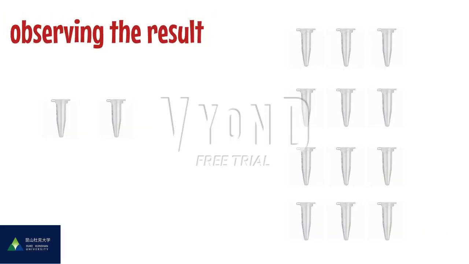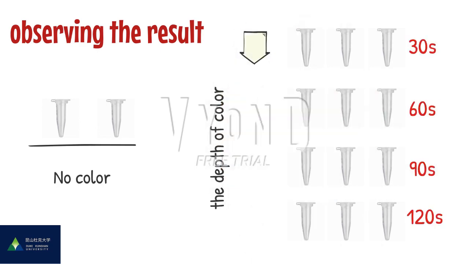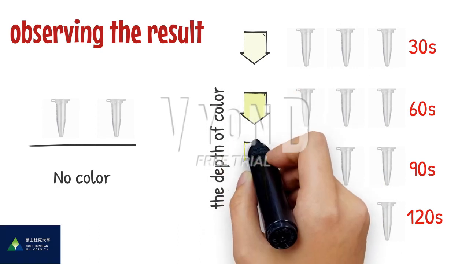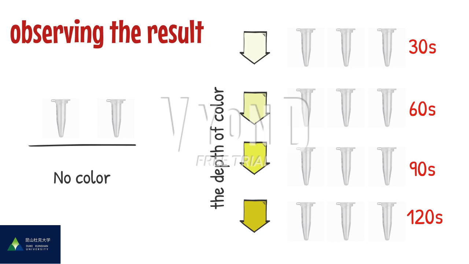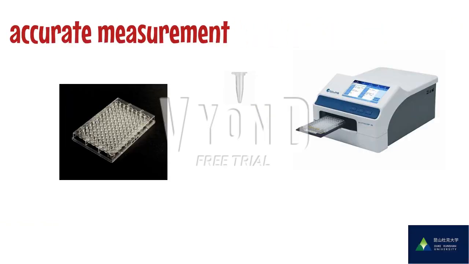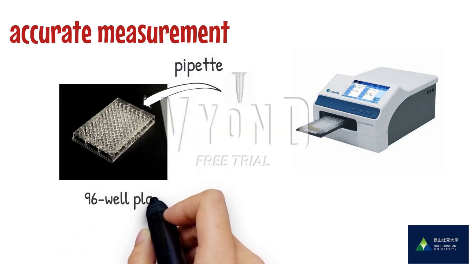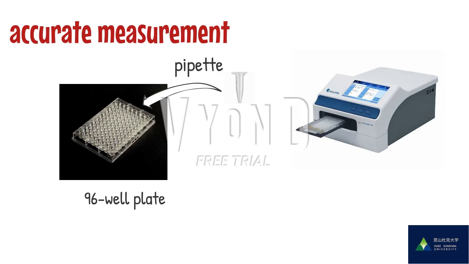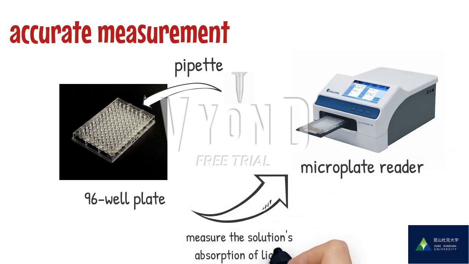By qualitative analysis, no color developing of the control group shows that without enzyme or substrate, the catalysis will not occur. In experiment group, we can observe that the depth of color increases with the incubation duration. To make quantitative analysis, we can pipette the solution in all the centrifuge tubes into different holes on 96 well plates and put it into microplate reader to measure the solution's light absorbance in each hole.